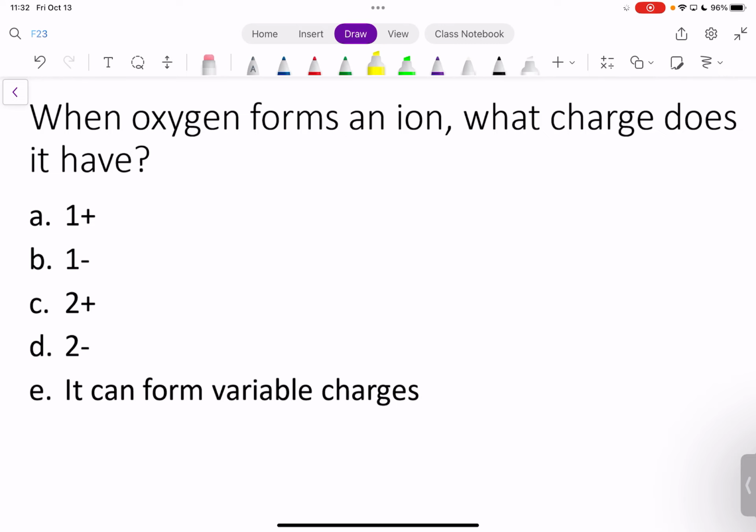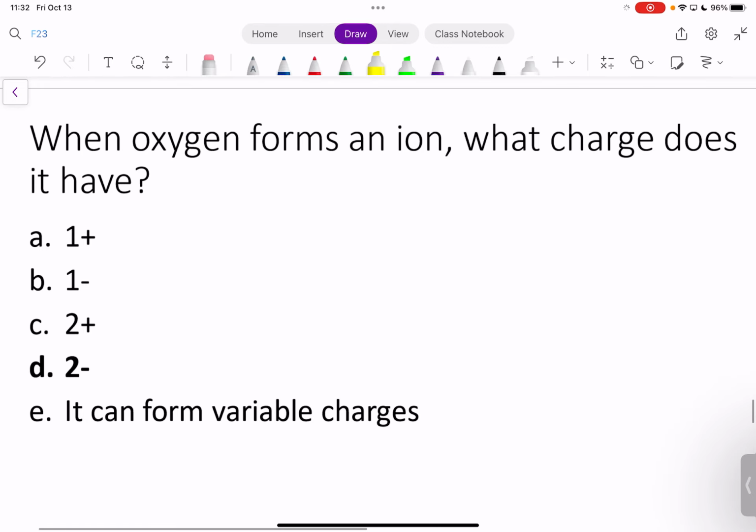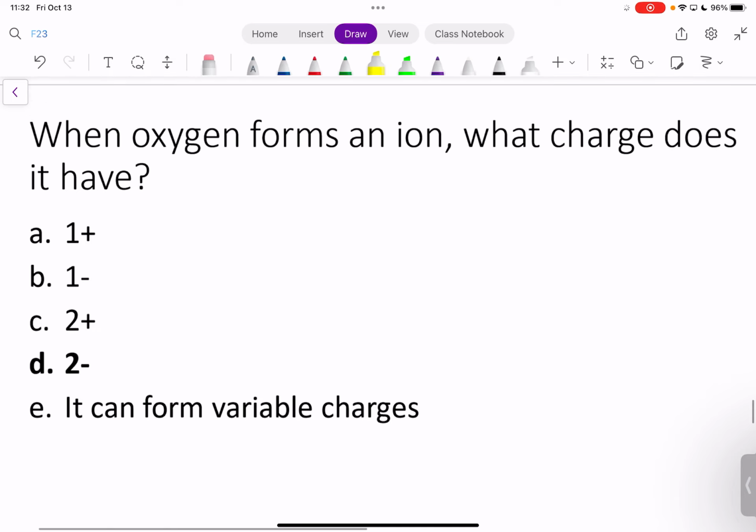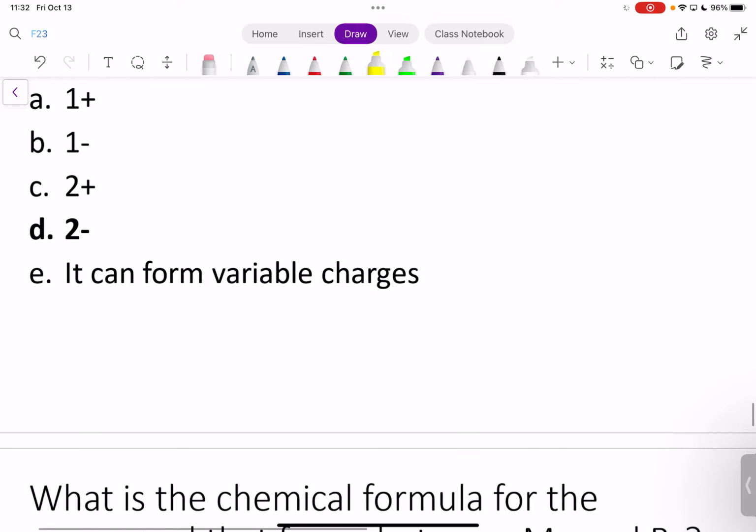All right, when oxygen forms an ion, what charge does it have? Yeah, how come you know -2? It needs to gain 2 electrons. Why? Where is oxygen? 6A. It wants 2 more, right? It wants to be like 8A people. Okay? All right, 2 minus charge. Always? Yeah, always, right? I mean, I shouldn't say always, but for our purposes, always.